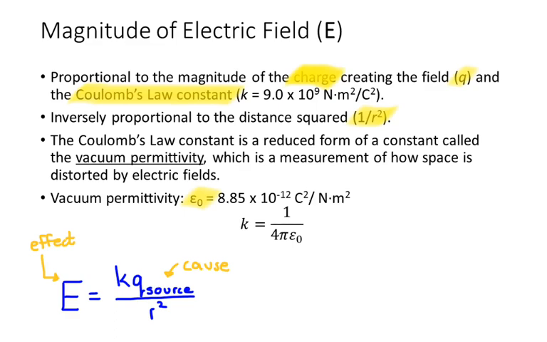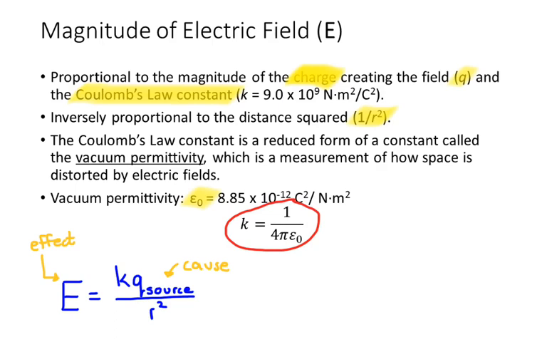Now real quick, we need to understand a little bit deeper what this Coulomb's law constant is. Basically, it is a special case of something called the vacuum permittivity, and that is simply a measurement of how well space is distorted by electric fields. The vacuum permittivity is given the symbol epsilon naught, and it's got a value of 8.85 times 10 to the negative 12 coulomb squared per newton times meter squared. The two constants are related through this relationship right here. The Coulomb's law constant is 1 over 4 pi epsilon naught.